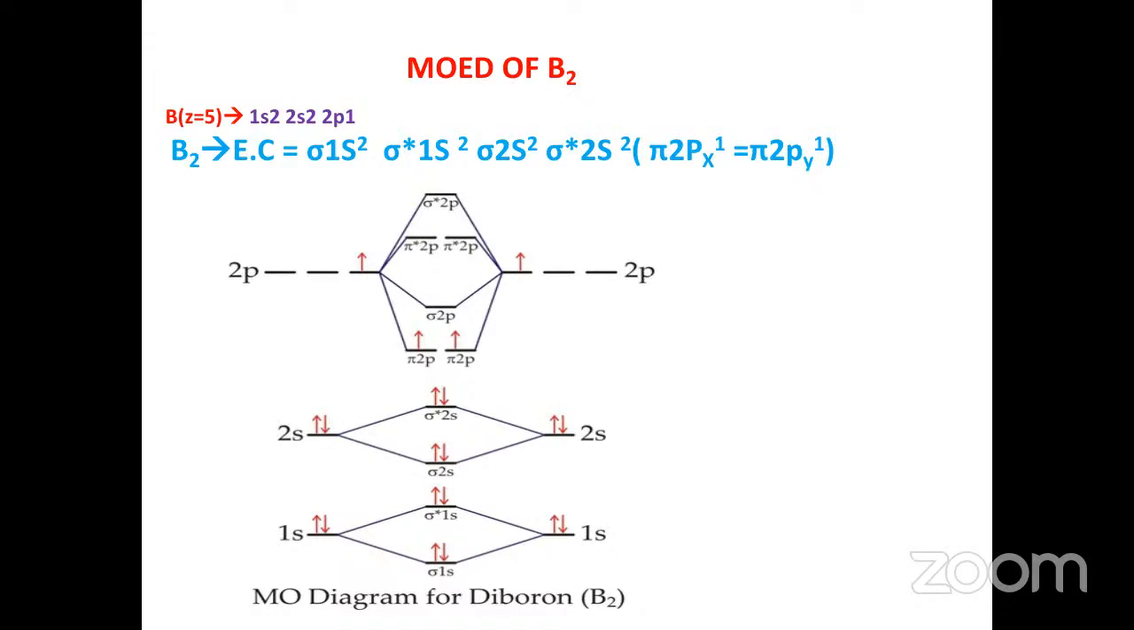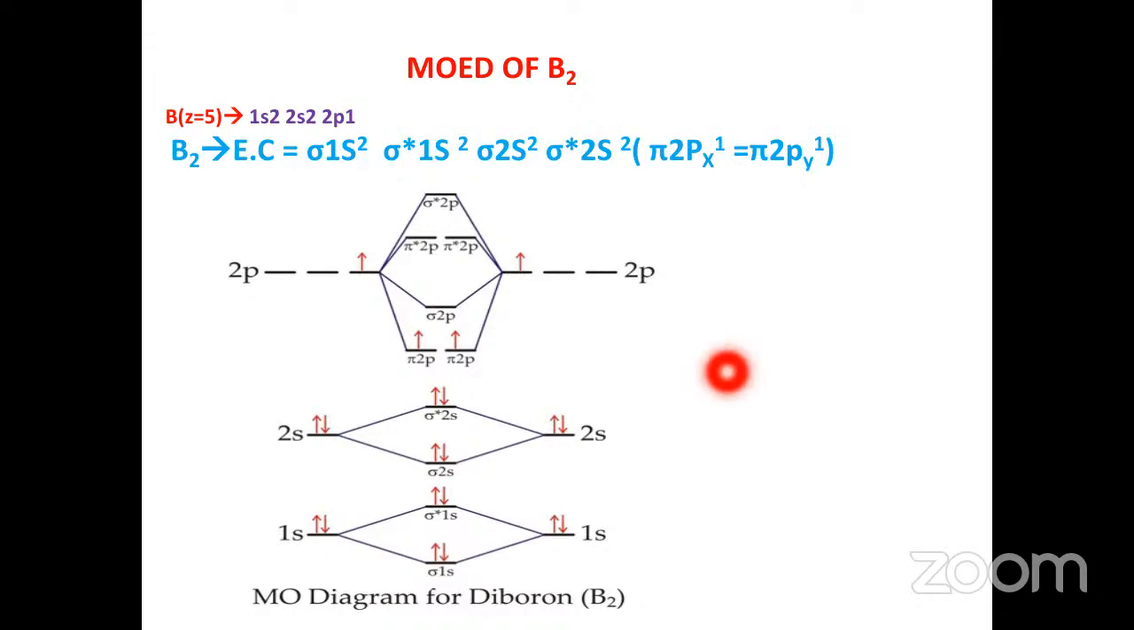Next, in the p orbitals, it is 2p1 and also 2p1 of the atomic orbitals. These enter first pi 2px and pi 2py. This is the MOED of B2 molecule. Now you will write the bond order.